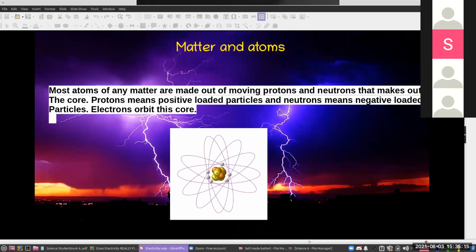As an example here, you can see an electron, proton, and neutrons in an atom. In the center here, you see proton and neutron. And around the atom flow electrons. So we have there positive and negative charged particles. First we need to understand what is an atom, what is matter.